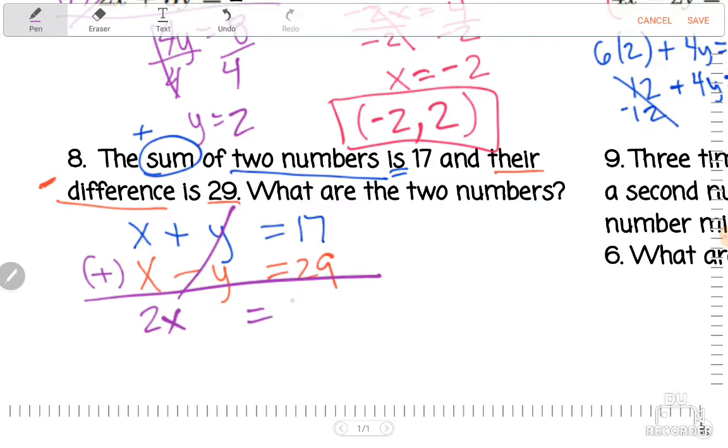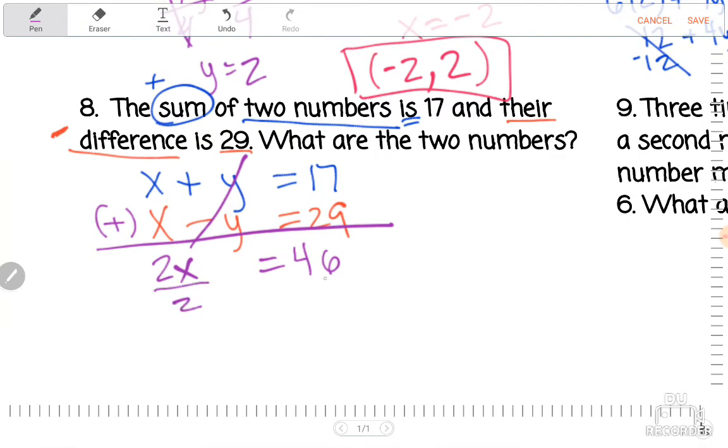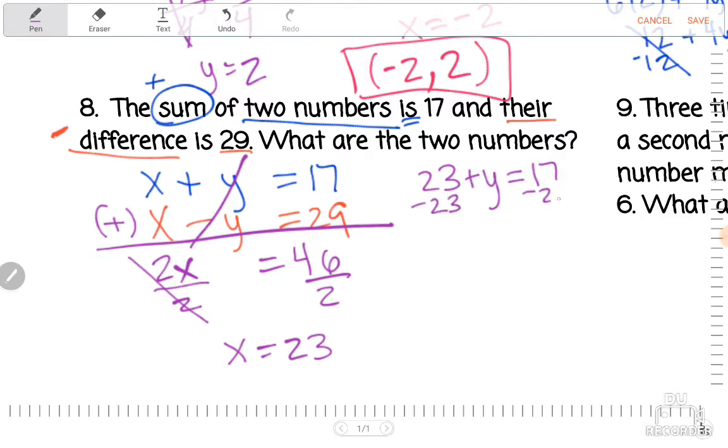17 and 29 gives me 46. I divide by 2 and get that x equals 23. Okay, plugging in that 23 to one of those equations. I'll do the first, I guess. So 23 plus y equals 17. I subtract 23 from both sides and get y equals negative 6.